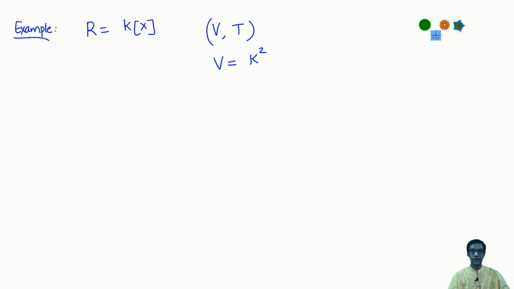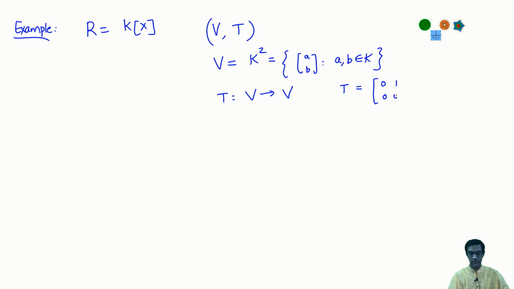I think of it as all 2 cross 1 column vectors (a, b), with a and b coming from K. So this is my vector space, and I need to also specify a linear operator on this vector space, and I will just give you the matrix of this linear operator. So this is [[0,1],[0,0]]. Recall we have looked at this example once before when we talked about quotient modules. So T is just this operator.